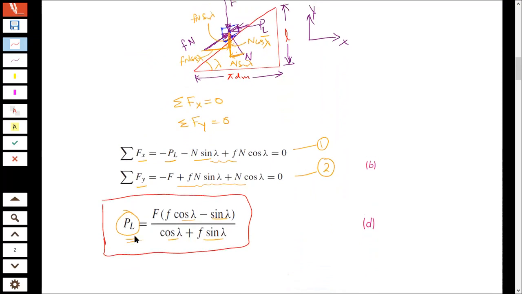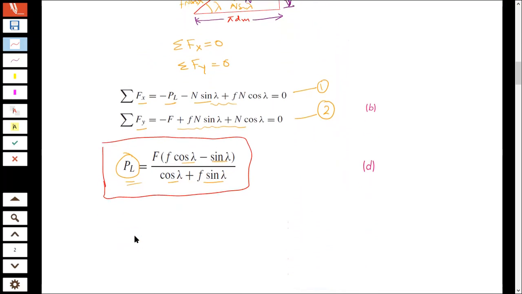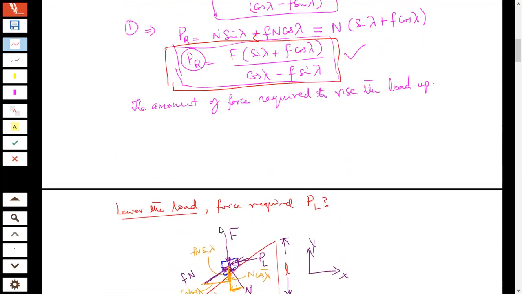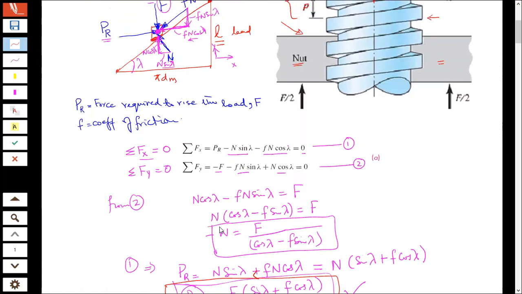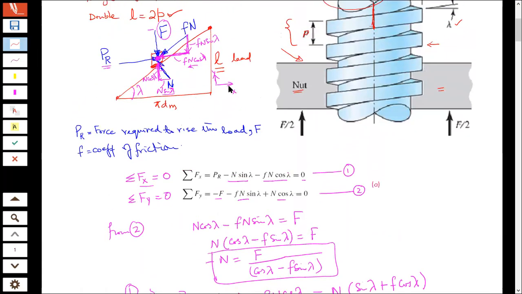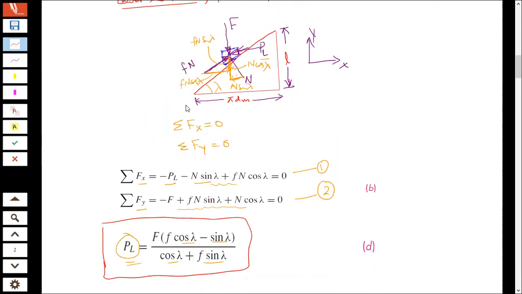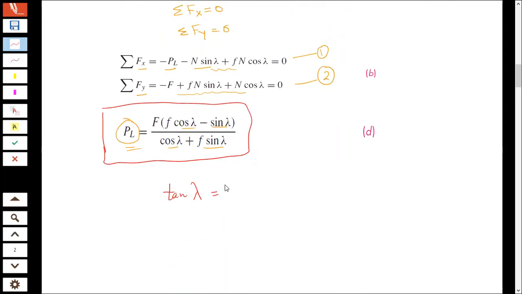Now, looking at this triangle, if I take the tangent of lambda, what will this geometry give me? Isn't it going to be L over pi dm? So I'm going to write that down: tangent of lambda is L over pi dm.